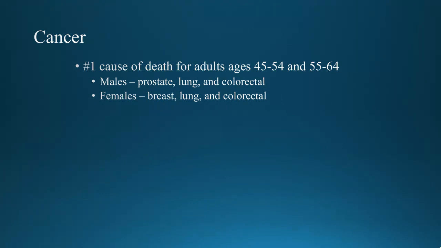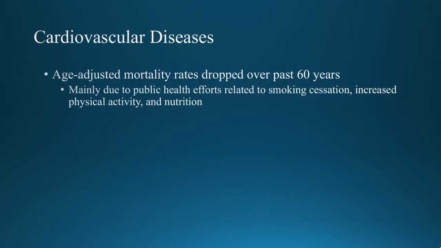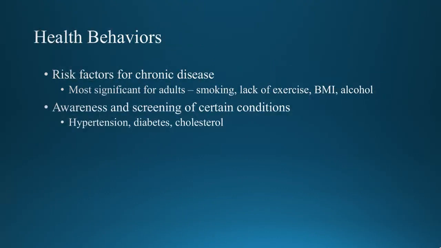The number one cause of death for adults between the ages of 45 all the way up to 64 is cancer. And for males, the three big ones are prostate, lung, and colorectal. For females, the three big ones are breast, lung, and colorectal. For cardiovascular disease, age-adjusted mortality drops over past 60. And so part of this, what we've seen is there's been a big public health effort related to smoking cessation, so really encouraging people not to smoke, increase physical activity and nutrition, although I still think we have a ways to go with both physical activity and nutrition amongst our adults.